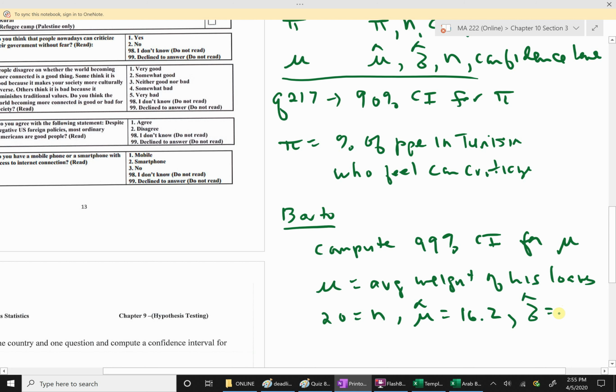We'll say 0.5 ounces. And now we want to go ahead and compute a confidence interval from this data. Let's see how we would actually go about doing that. Well, let's just enter all of this information, right?